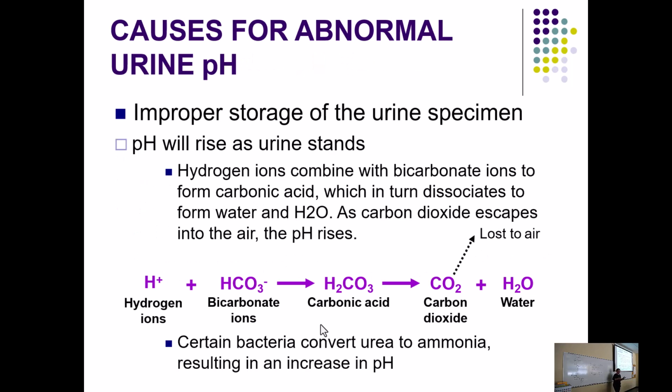So what causes abnormal urine pH? Improper storage of the urine. First and foremost, if we see a pH of 8 or greater, chances are really good that urine got collected, put down, and forgotten somewhere. The pH goes up as the urine stands because the hydrogen ions are going to combine with the bicarb, carbonic acid, et cetera. It's going to make the pH go up as the urine stands. Certain bacteria can convert the urea to ammonia also, which is going to increase the pH of the urine.